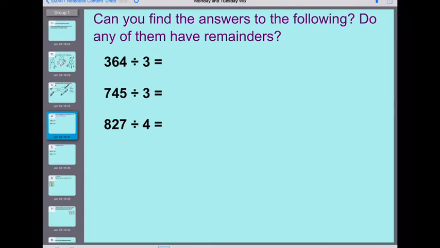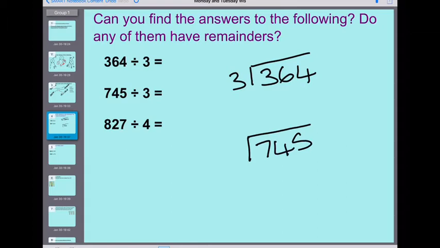Can you find the answers to the following? Do any of them have remainders? So remember, you're going to use bus stop method for this, which looks like this. So can you do each one using this method? Again, pause the video here and off you go.